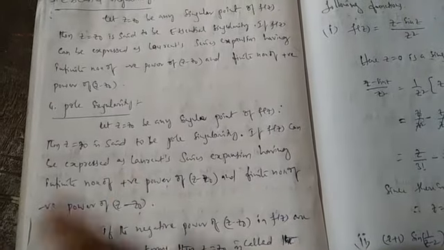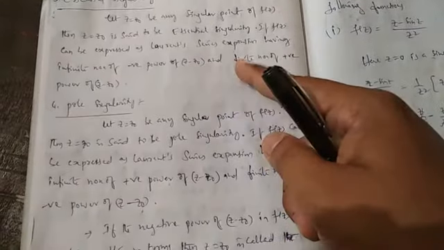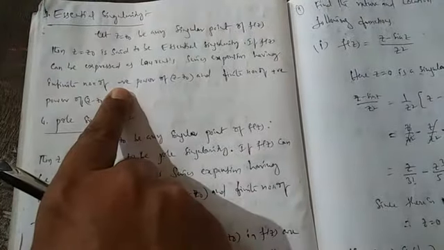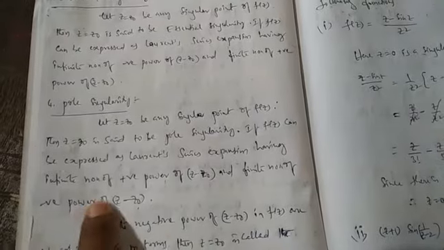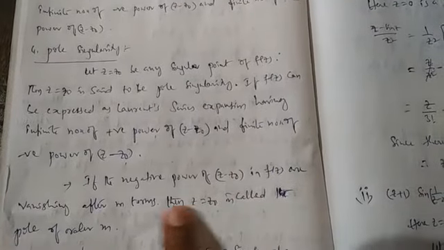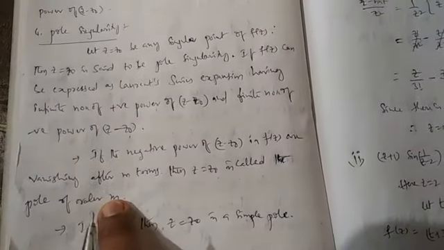Next, pole singularity. At z equal to z naught, a singular point, the Laurent series expansion of f of z has an infinite number of positive powers and a finite number of negative powers of z minus z naught. It is simply the opposite of the previous case: infinite negative, infinite positive; finite positive, finite negative. This is pole singularity. If in the expansion of f of z the highest negative power is m, that is, the power m of z minus z naught, then it is known as a pole of order m.